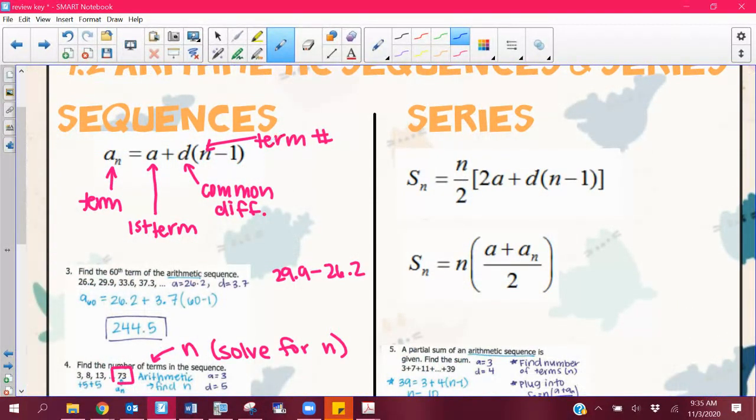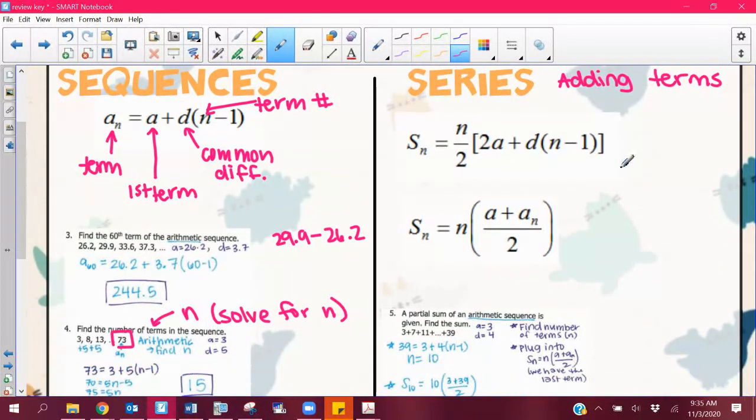Okay, a series. Remember, a series is just adding all the terms of the sequence up. So there are 2 separate formulas for an arithmetic series. They both will get you the same answer. This one is useful to use when you know the last term. So if you know the last term of whatever pattern you're adding, great, use this formula. This formula will always work, and the letters still mean the same thing.